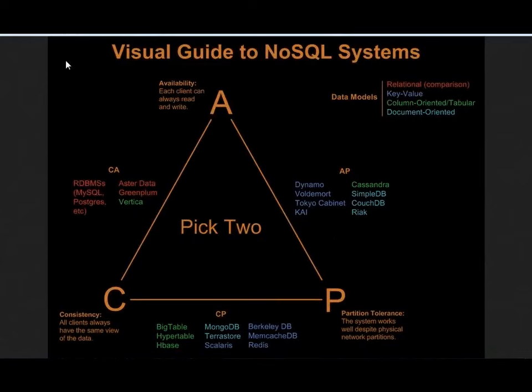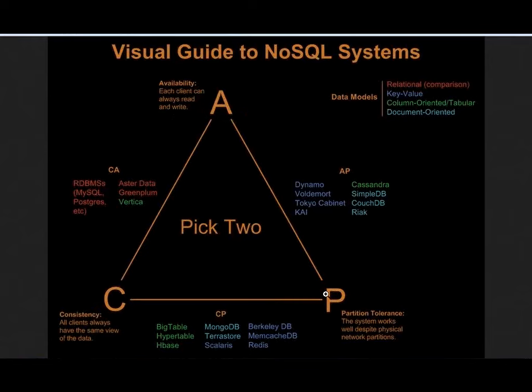So now coming back to our CAP theorem. If you look at this, you will see that there are 4 categories. As you can see, there is a relational data store, key value, columnar, and then document. So what does CAP say? C is consistency: all the clients will have the same view of the data. A is availability: each client can always read and write the data. And P is partition tolerance: the system works well despite physical network partitions.